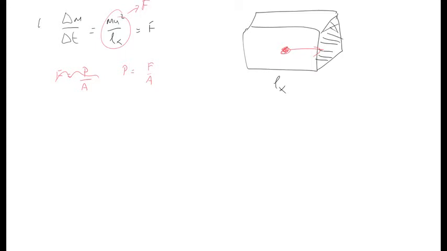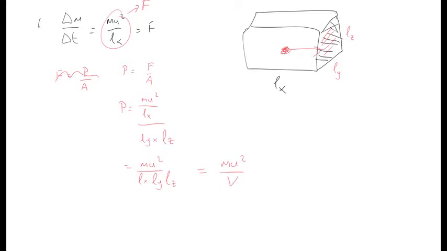So I just need to find the area of the wall. Now that's really easy to find, because I said that this is Ly and this is Lz. So it just becomes pressure will be mu squared divided by Lx, divided by the area. Now the area is Ly times Lz. If I simplify that, I get mu squared over Lx Ly Lz. What is that? That's mu squared divided by the volume.